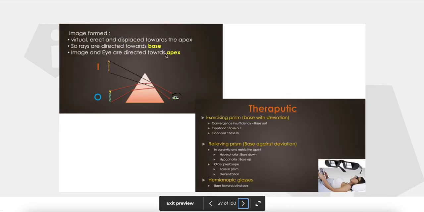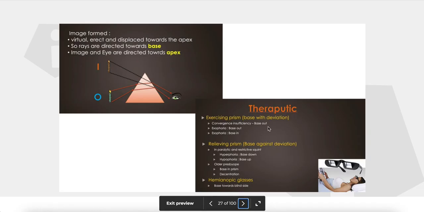The image formed by the prism has some characteristics. It will be virtual, erect, and displaced toward the apex, while the rays are displaced toward the base. As you can see here, the object light rays pass toward the eye by undergoing refraction in the prism. Then the eye will see the image of the object displaced toward the apex.